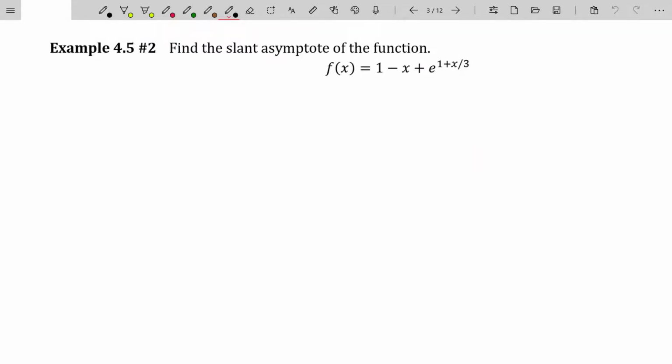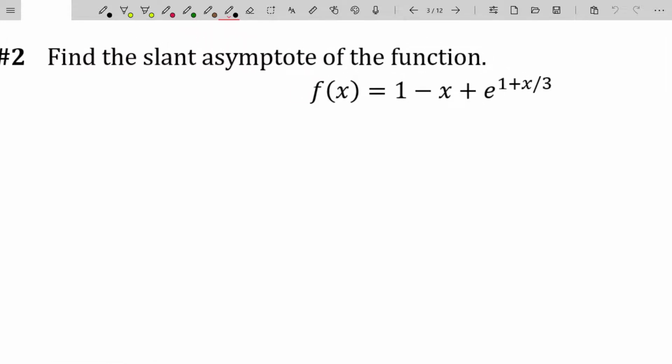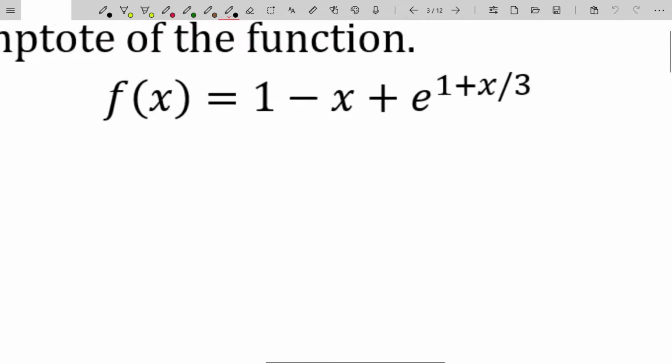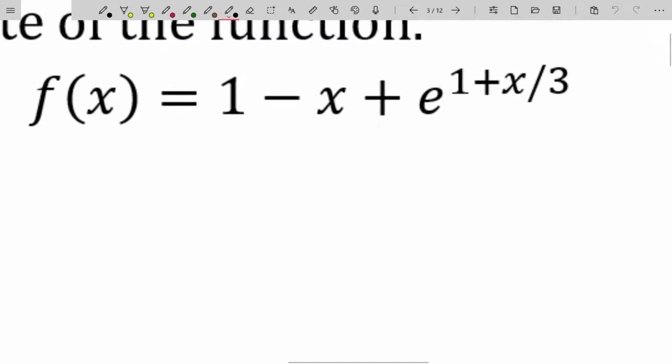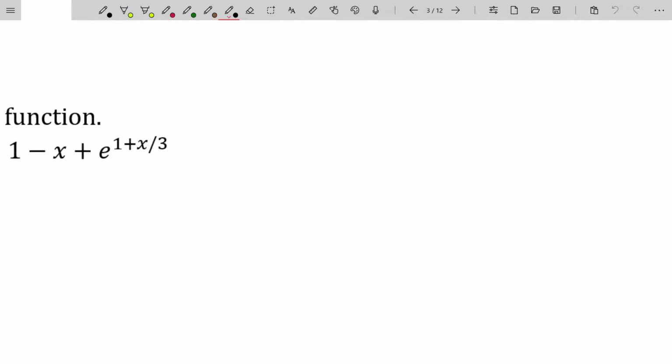For example, if you have this function right here, f of x is equal to 1 minus x plus e raised to the 1 plus x over 3. This is a very fun function, and it does actually have a slant asymptote. You just wouldn't expect that it would, but it does. To find the slant asymptote, just imagine, without even writing anything down, what would happen as x goes to infinity. If something, actually, maybe I should write this down because this is actually a really important point to make.